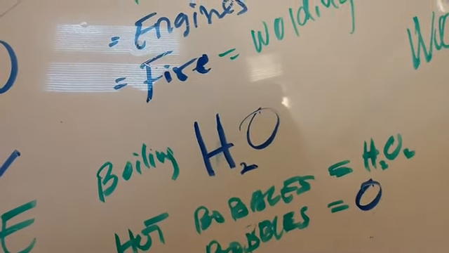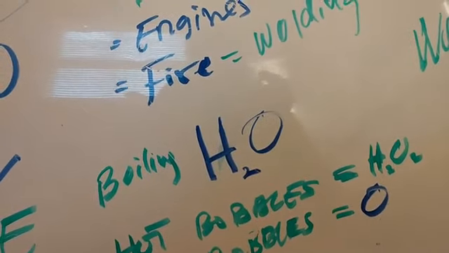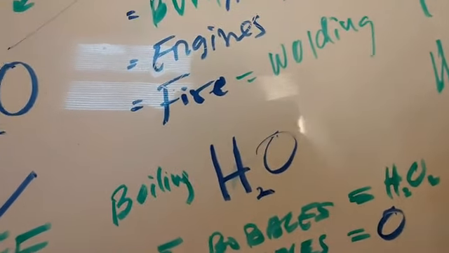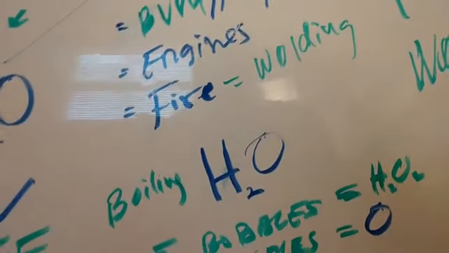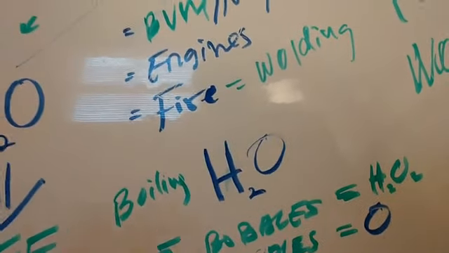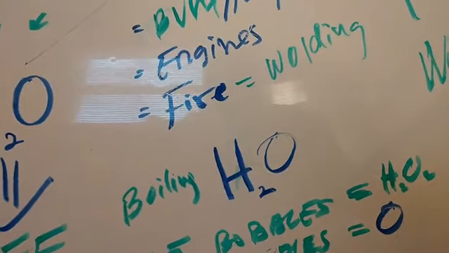Hydrogen is very light and oxygen is heavy. With the hydrogen, when combined with chlorine, it would produce hydrochloric acid.